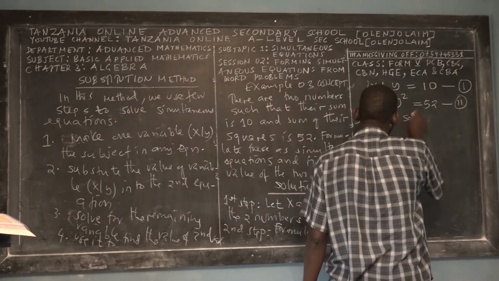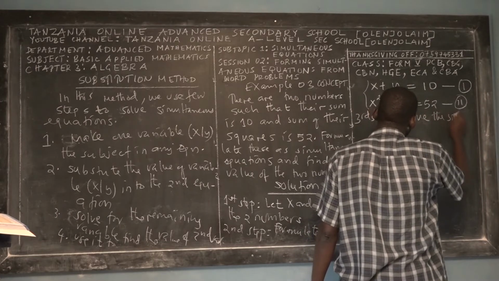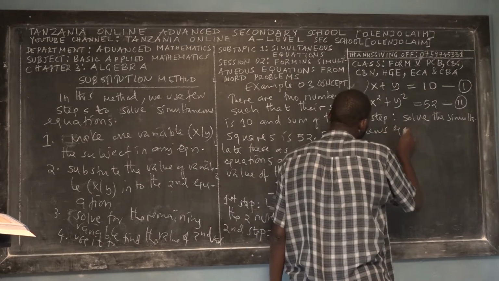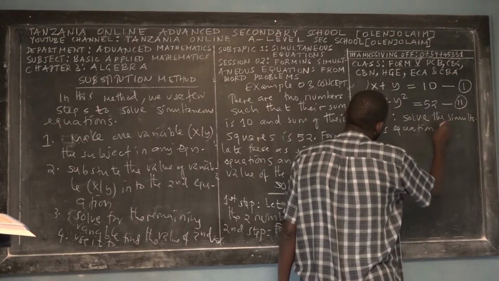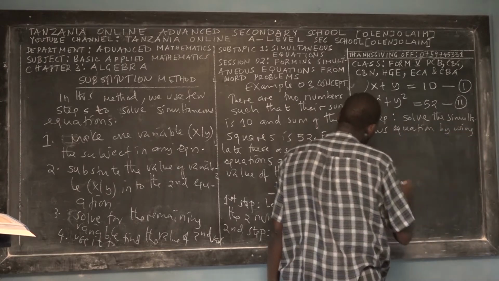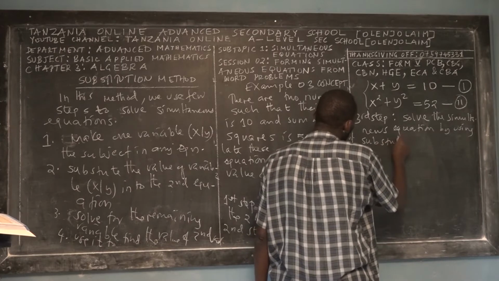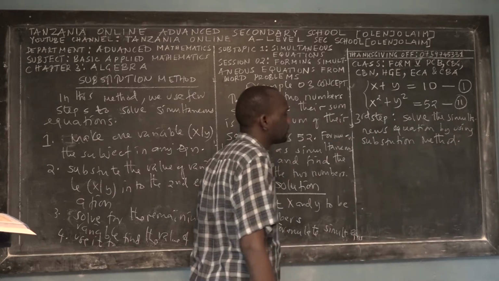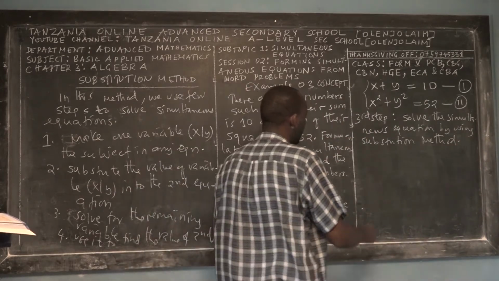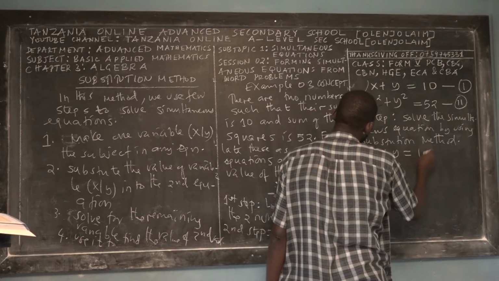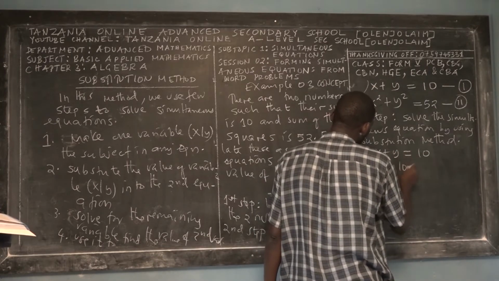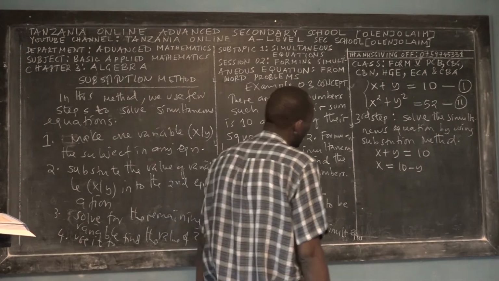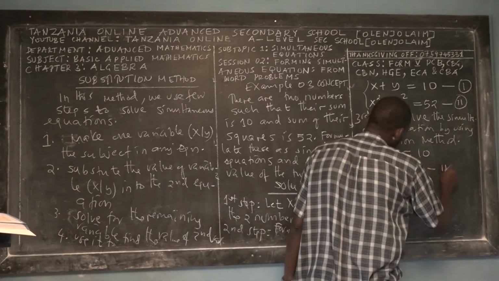So we say solve the simultaneous system of equations by using the substitution method. Okay, substitution method. How can you do it? We have x plus y is equal to 10. Make x the subject. This is 10 minus y. So x is equal to 10 minus y. Suppose that this is equation 3.